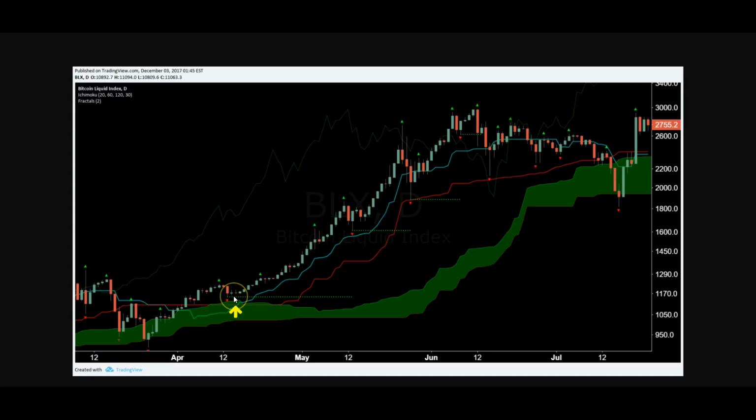So you're safely in based on cloud around 1100, 1075, and you're out based on fractals before the cloud exit, which would be over here, before the cloud exit, on the same time frame at 2600. That's the key. You're only using one time frame here. You can always go lower. But I'm saying I'm entering based on the cloud here.